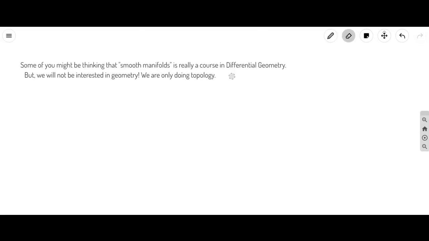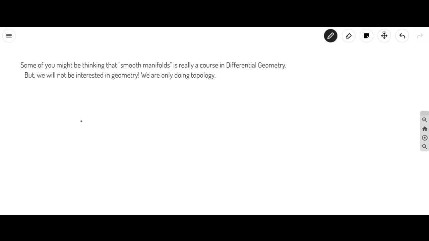When you do differential geometry, you also use smooth manifolds, but there you're interested in the geometry. You're not interested in the topology. So in differential geometry, if you have, let's say, a small sphere and a big sphere, you would say that these are considered to be different. They have different sizes, they have different curvatures and things like that. For us, they're all the same. So we're going to be interested in topology.